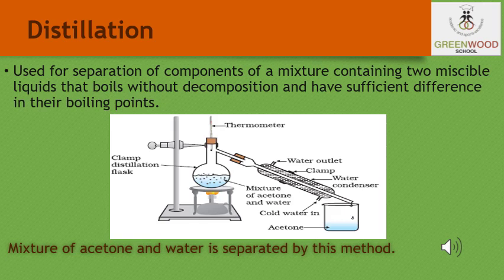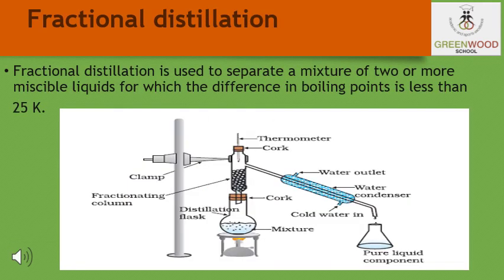Distillation involves the conversion of a liquid into vapor, followed by the condensation of the vapor back into liquid. Distillation is used only if the liquids have a difference in boiling points of more than 25 Kelvin. Now students, following distillation, let us discuss fractional distillation.